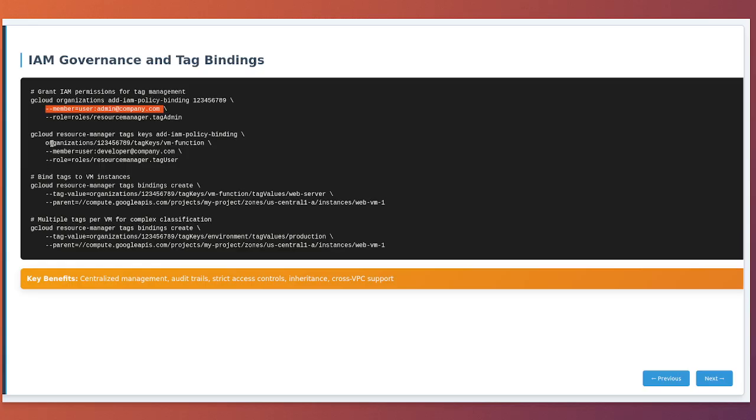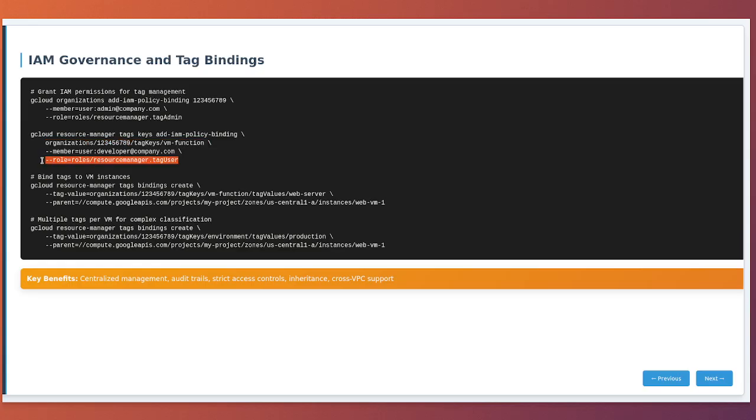The second command is more granular. It grants the tag user role specifically for the VM function tag key to developer@company.com. This person can bind values from this tag key to resources but cannot create new keys or values.